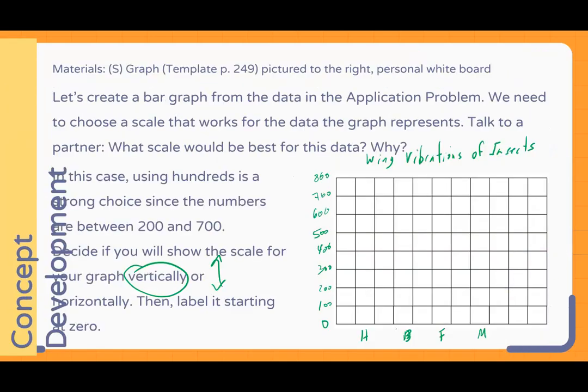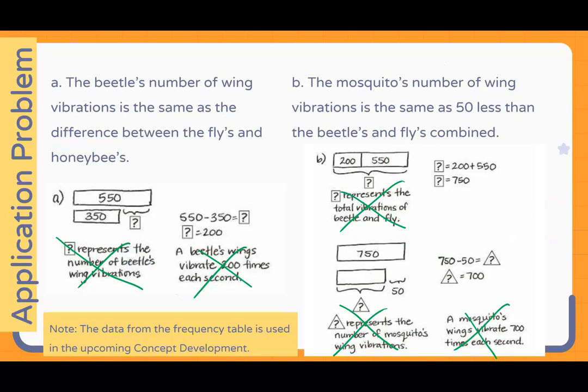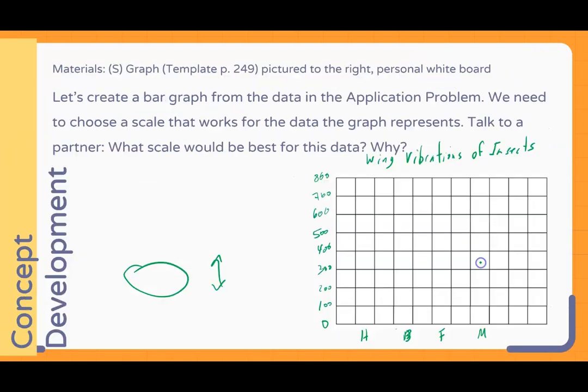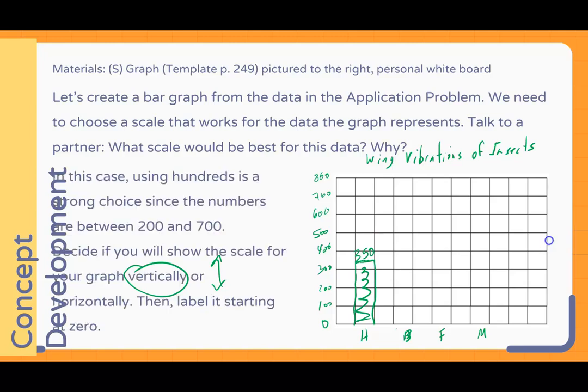All right, so let's take a look back again. We know that the honeybee had 350. So we need to shade 350. So here's 300, 300, 400. So 350 would be right in the middle of those. Draw the lines, shade in, label 350. Remember, pause it if you need to. Okay.